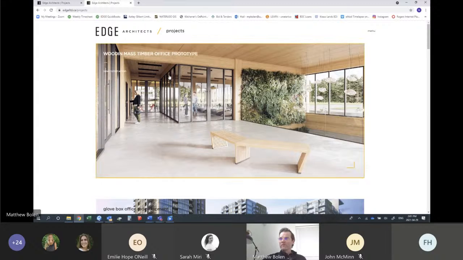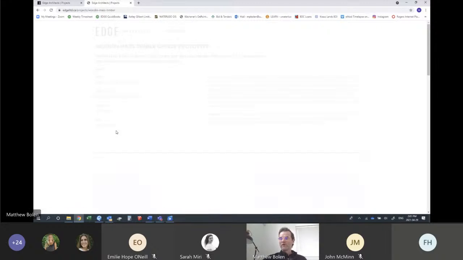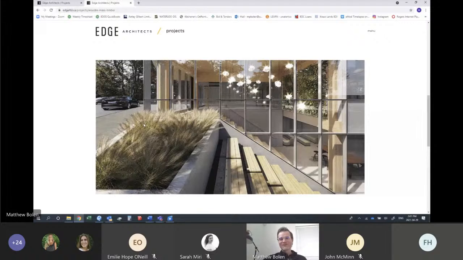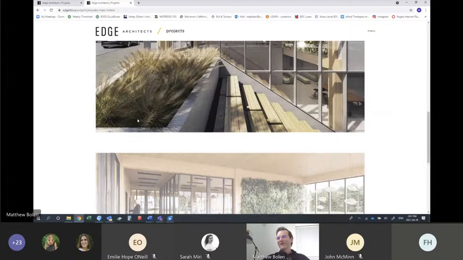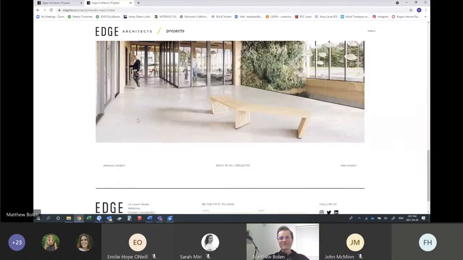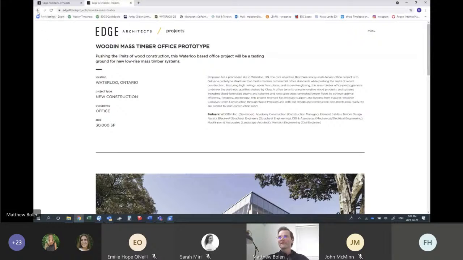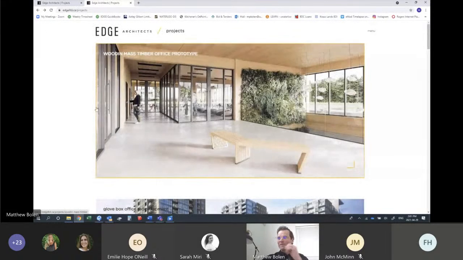So the wooden mass timber office building prototype was something where we were actually able to go after and get funding through Natural Resources Canada for an innovative mass timber office building. And unfortunately, it was supposed to start construction last spring, summer, and got put on hold because spec office buildings in the COVID era aren't really something that people are doing a lot of. But we do hope that when things come back to normal, we'll be able to move forward with that one.